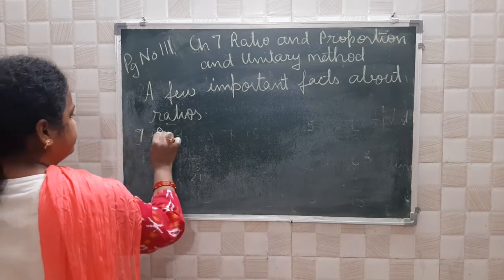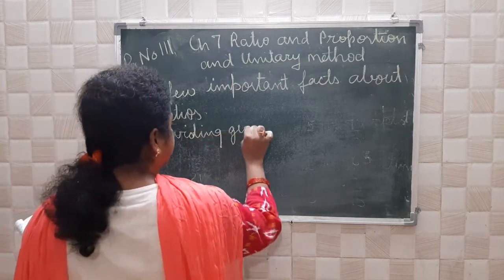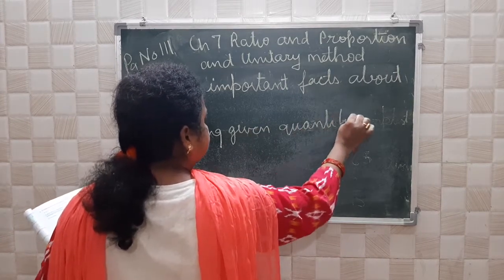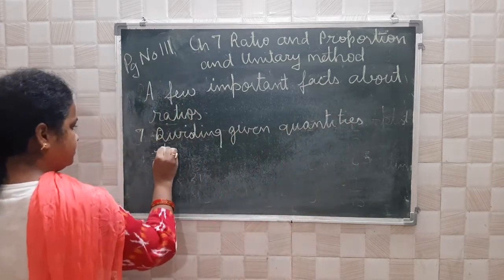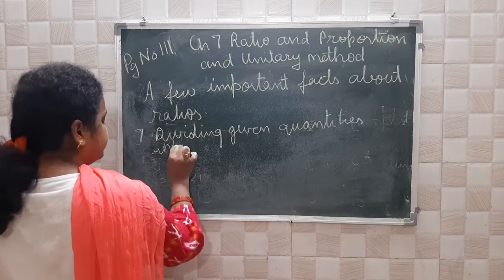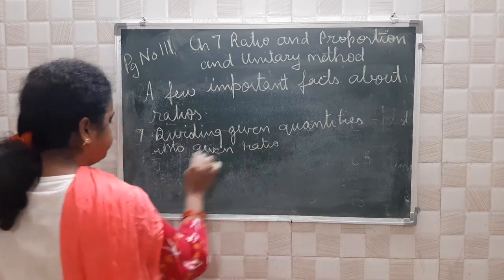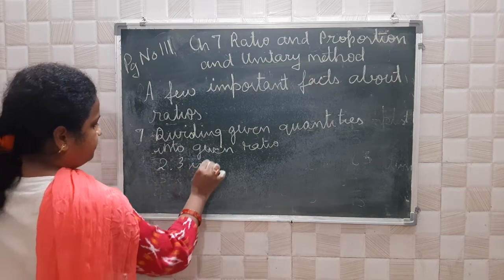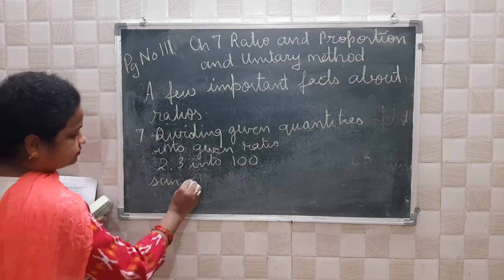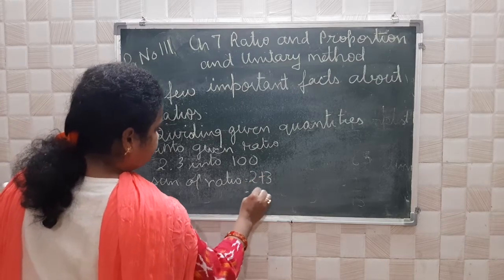Dividing given quantities into a given ratio. Now you have to divide 100 in the ratio 2:3. Okay, so you will find the sum of the ratio. 2 plus 3, that is equal to 5.